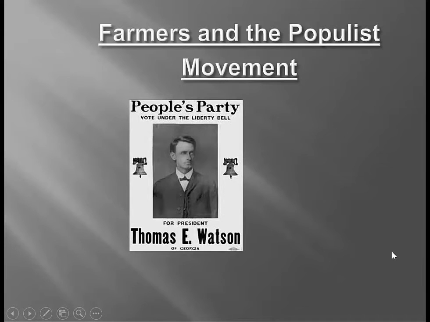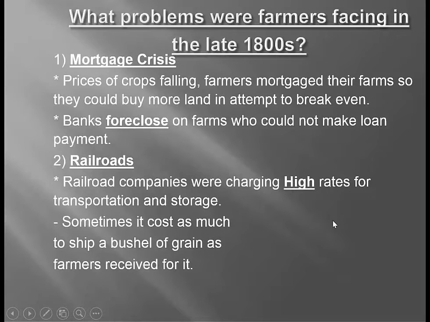Today we're going to look at the farmers and the populist movement, or the People's Party as it was known during the time. The farmers were facing several problems in the late 1800s. I remember that they started to get out west, during the land grab, so to speak, and they faced several problems. One of these was the mortgage crisis.